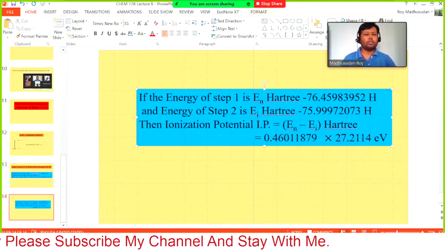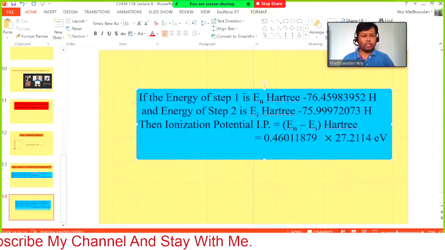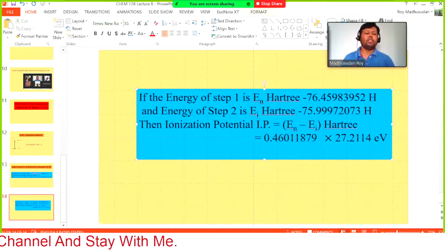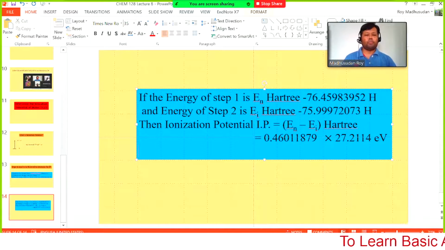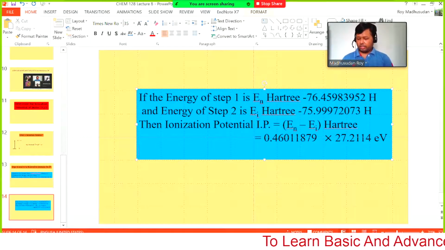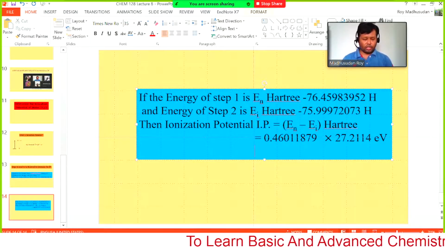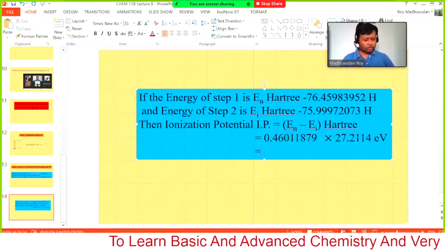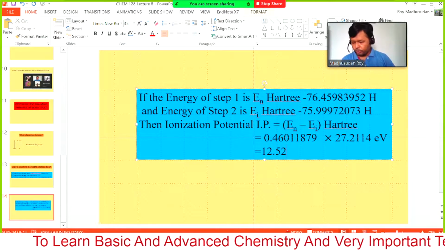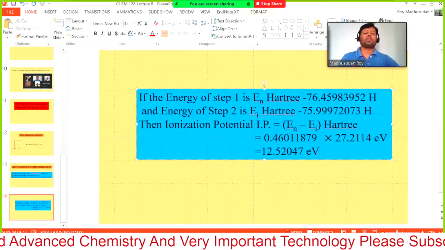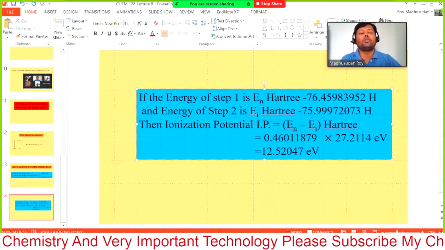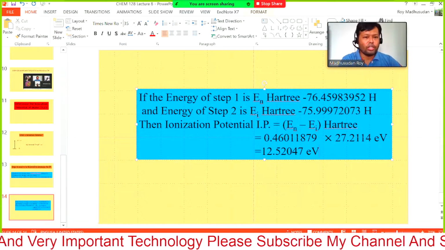If you want to get it in electron volt, just use the conversion, 27.2114. So I am going to multiply by 27.2114. So the ionization potential for water is equal to 12.52047 electron volt. So that is the ionization potential of the water molecule.